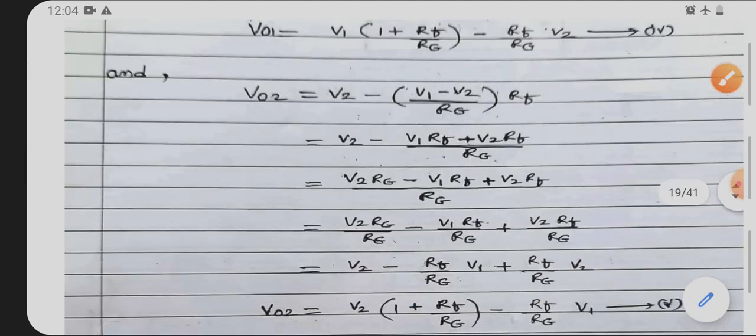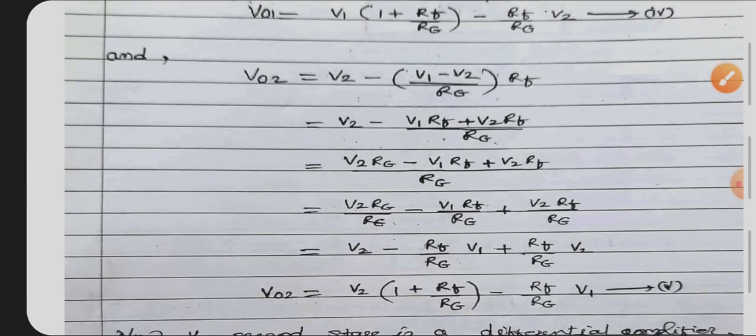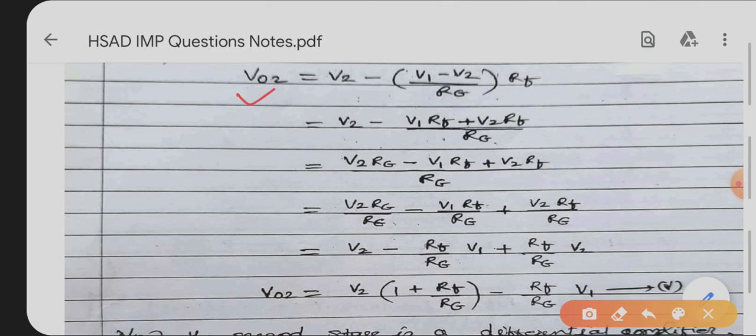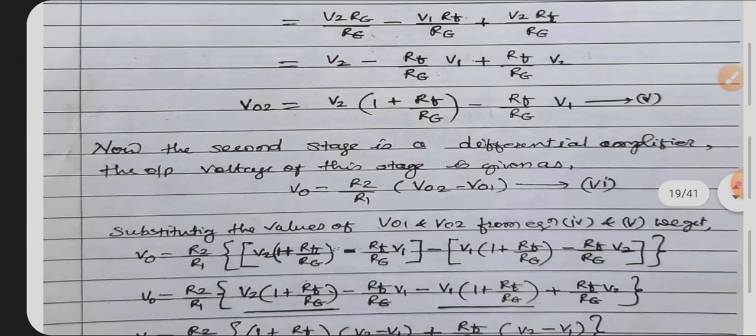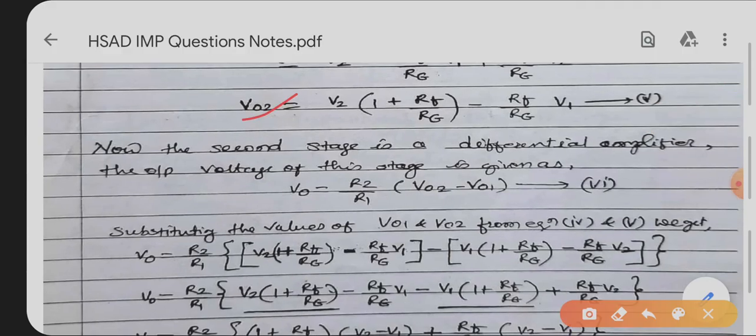Similarly, in this second equation, we will find out the value of V2 minus I into RF. So this is the value of I, V1 minus V2 by Rg, and after rearranging the equations, finally you will get V2 is equal to, equation number 4, 1 plus RF by Rg into V2 minus RF by Rg into V1. Okay.